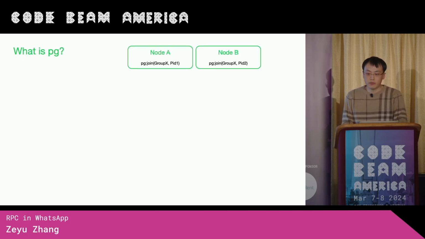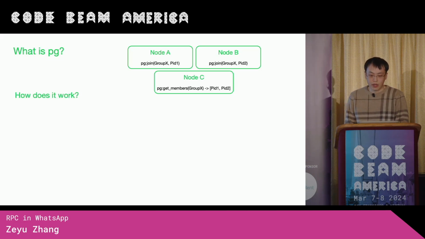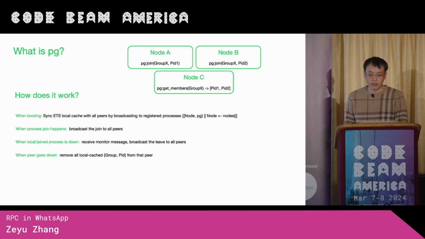People who use the PG may already know that, but I have an example here. For example, if node A says that PID1 serves group X by using a PG join, and then node B says that PID2 serves group X by, again, using PG join, and when a dist connect node C goes up, it does the PG get members call. It will look up the local cache and get the list of PID1 and PID2. I will briefly explain how it works.